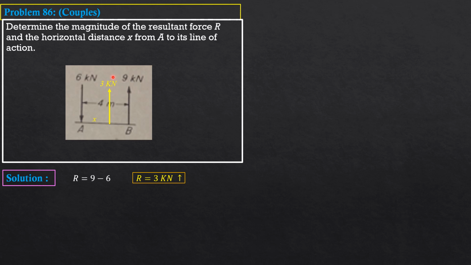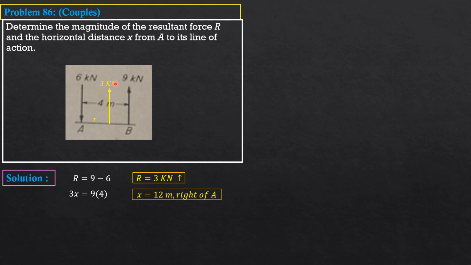So take note that the components of the 3 kilonewton force are 6 and 9, where 6 is downward and 9 is upward. So the moment of the resultant about A is counterclockwise, 3 times X. That should also be the sum of the moments of its components. Since we make A our reference point, the moment of the 6 kilonewton force about A is 0, and the moment of the 9 kilonewton force is in the same sense as that of the resultant, but it is 9 times 4. So 3 times X counterclockwise equals 9 times 4 counterclockwise. Solving for X, X is 12 meters right of A.